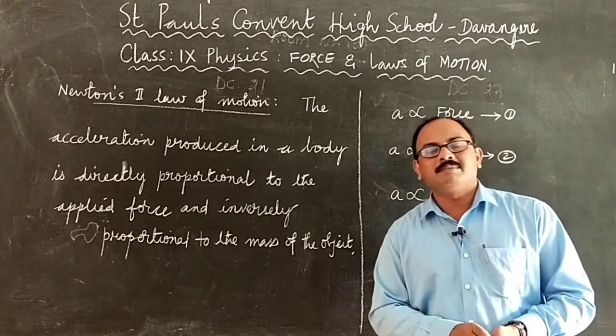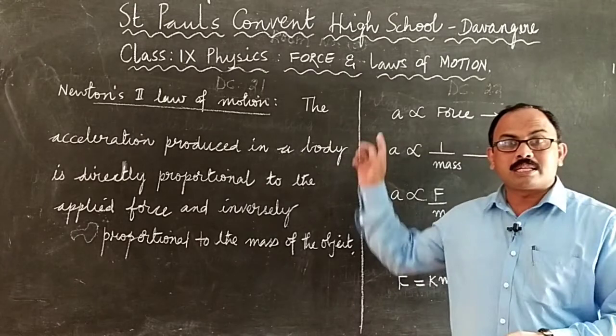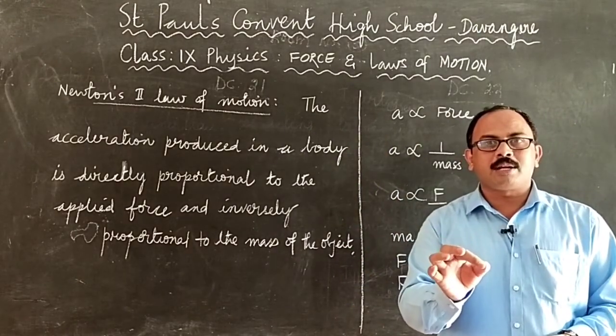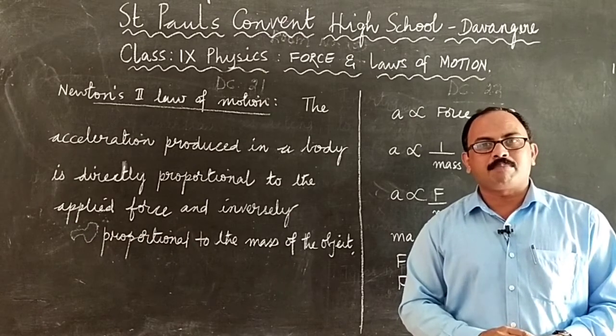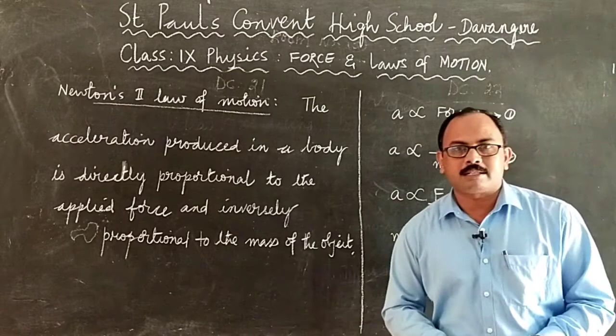It is an easy one. Don't try to learn by heart, children. Understand this using the illustrations 1 and 2 that I gave. The acceleration produced in the body is directly proportional to the force applied and inversely proportional to the mass of an object.